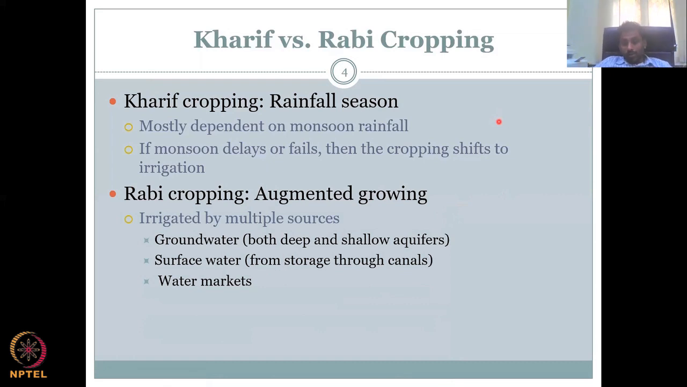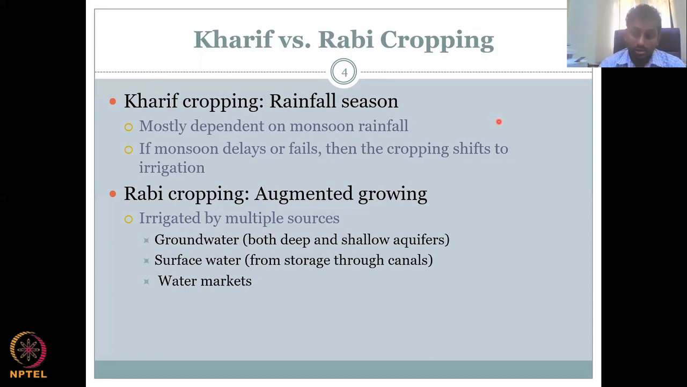Rabi cropping is augmented growing, where you have to supply water for growth, irrigated by multiple sources, depending on the location, depending on the crop, and access to energy. There are different sources. The most important source in India is groundwater. Both deep and shallow aquifers act like a bank to store water during the monsoon season. And when the non-monsoon season happens, water is taken out from the aquifer and applied to the fields.